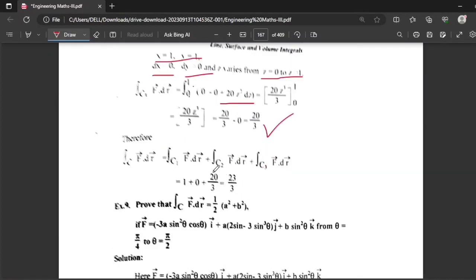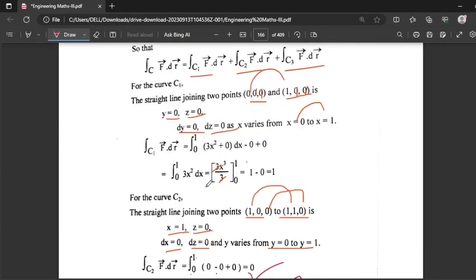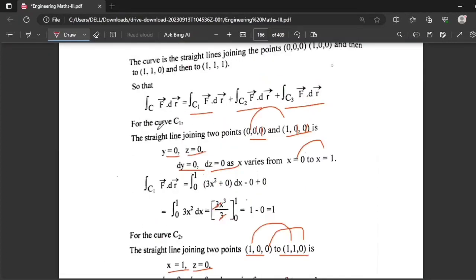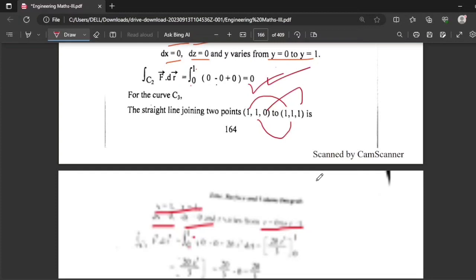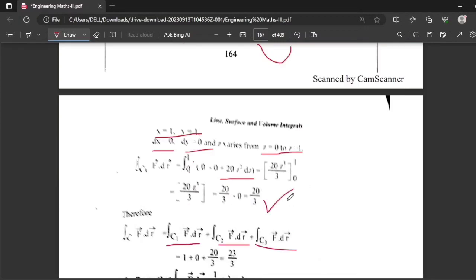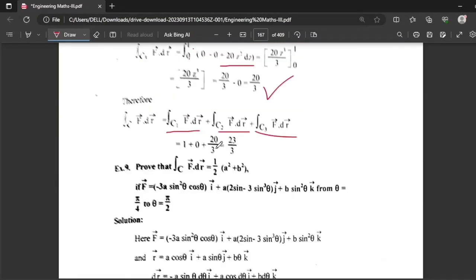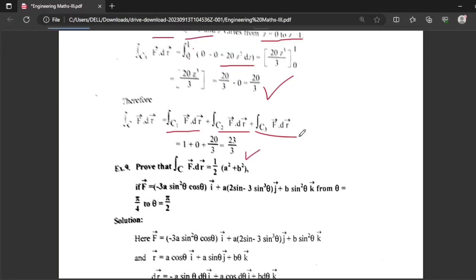So the line integral is from line C1, C2 and C3. Adding all these, for the curve C1 it is 1, for the second line it is 0, and 20 by 3. That is 1 plus 0 plus 20 by 3, which is 23 by 3.